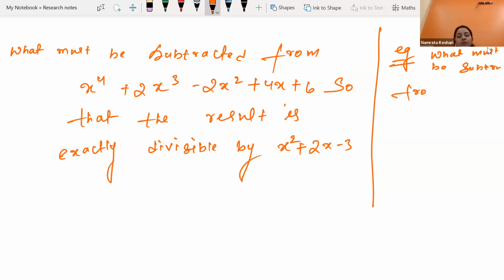from 11, so that the result is exactly divisible by 2.